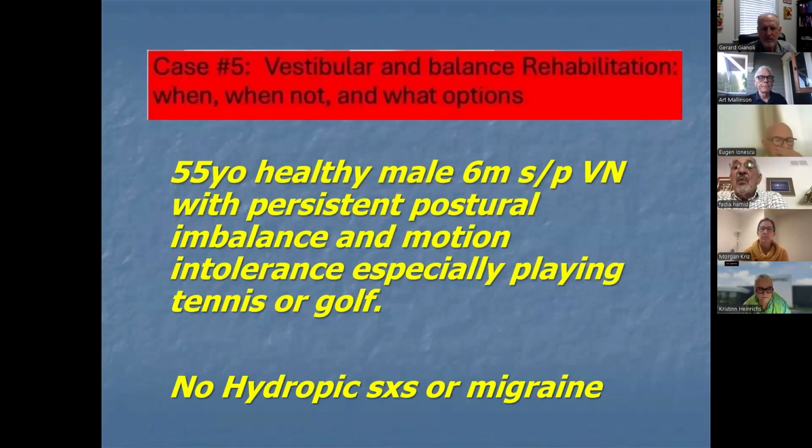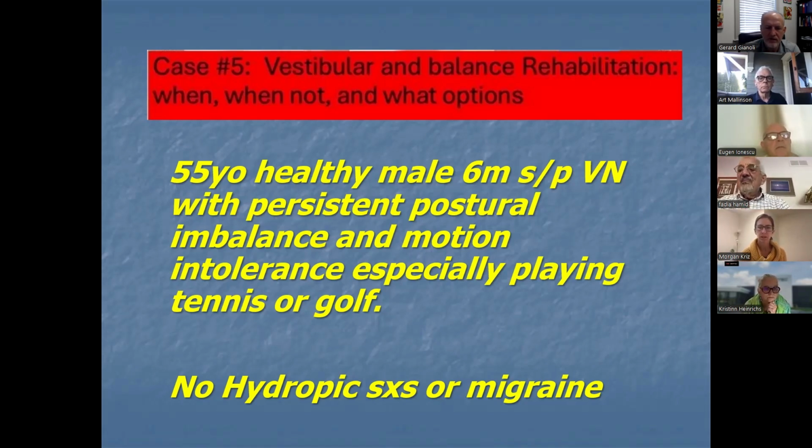So here is case number 5. It's a 55-year-old healthy male with a 6 month status post-vestibular neuritis, typical, with persistent postural imbalance and motion intolerance. The vertigo finished in about a week or so, especially when he is playing tennis or golf. No hydropic ear symptoms or migraine, hearing is normal. So stop here and say, what is next to Dr. Gianoli and Dr. Ionescu?